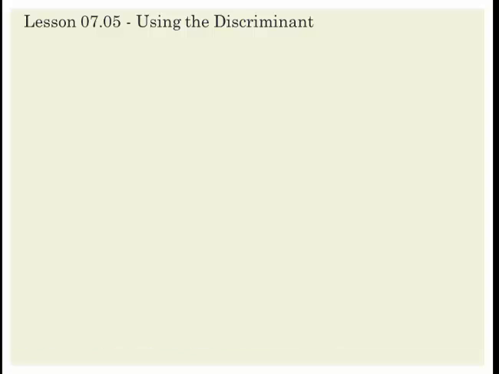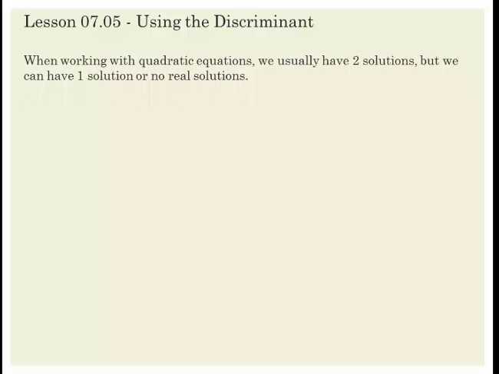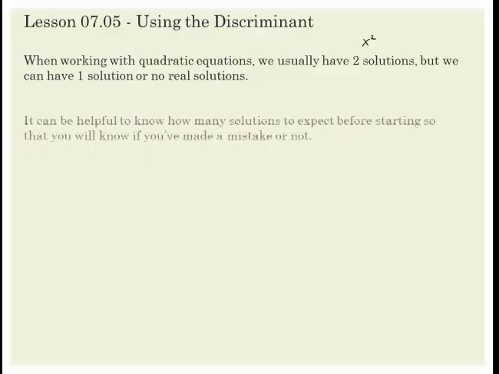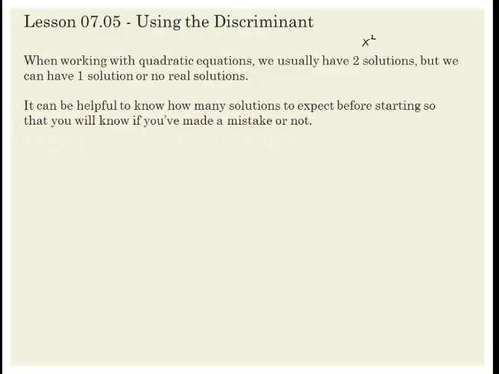Lesson 7.5, Using the Discriminant. When we work with quadratic equations, we usually have two solutions because of the x squared, but we can have one solution or we can have no real solutions. And it can be helpful to know ahead of time how many solutions to expect before we start. That way we know if we've made a mistake or not. For example, if we're supposed to have two solutions and we only get one.